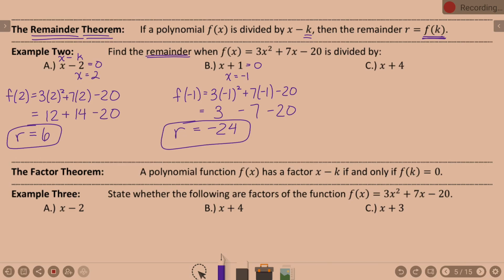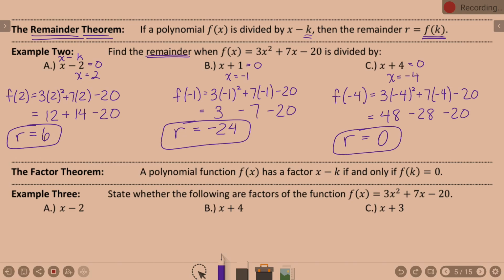If x plus 4 is the factor you're dividing by, what do we plug in? Sorry, -4. We're going to plug in -4. So 3 times -4 squared plus 7 times -4 minus 20. -4 squared is 16. 16 times 3 is 48. And then 7 times -4 is -28, minus 20 is -48. So 48 minus 48 is 0.